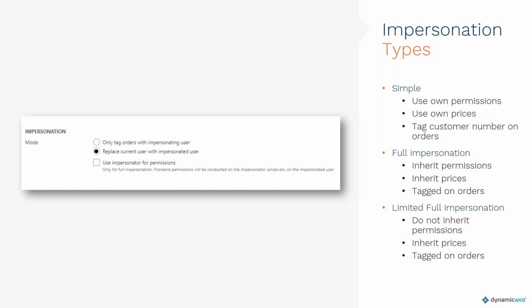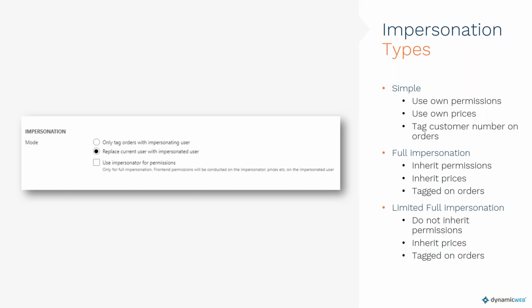And then we have what we call full impersonation. That means I take over another user completely. I inherit their permissions, I inherit their prices, and everything else. The website will look exactly like they would see it, with the same information. The only difference is I can stop the impersonation and go back. It's tagged on orders that I impersonated someone else and placed an order on their behalf.